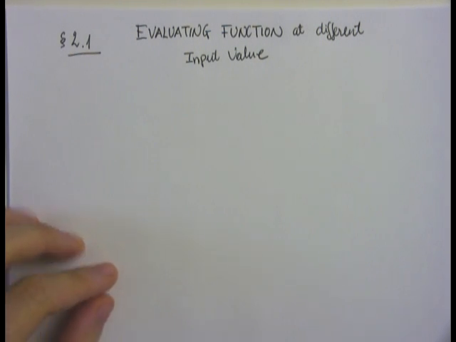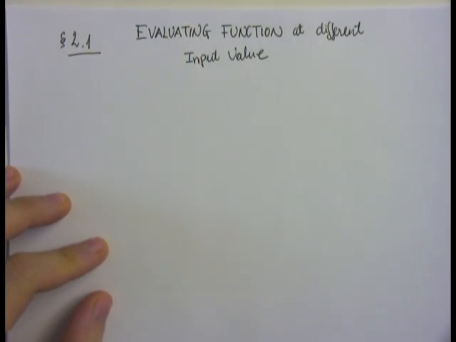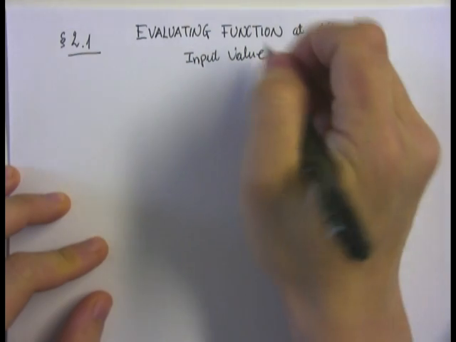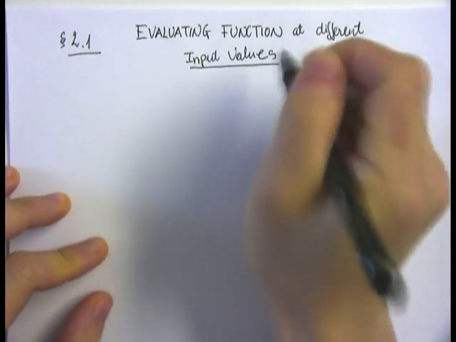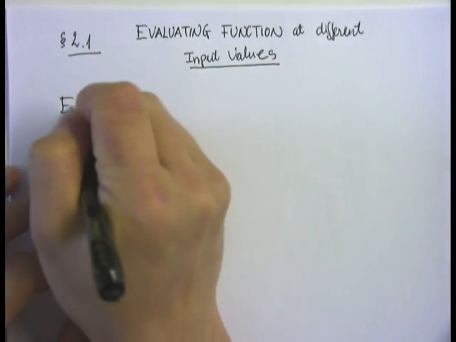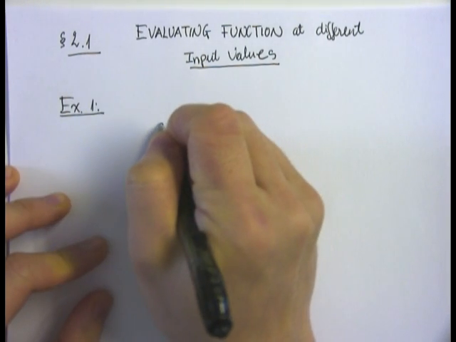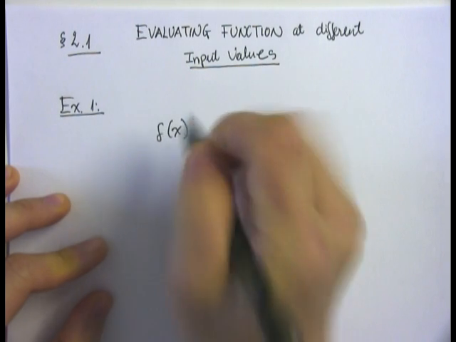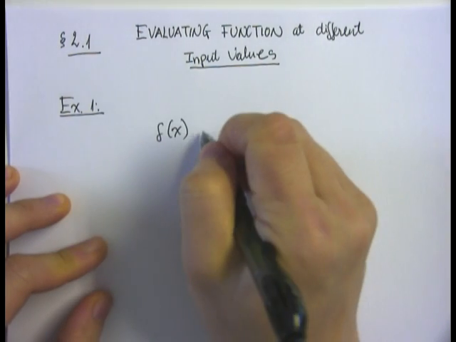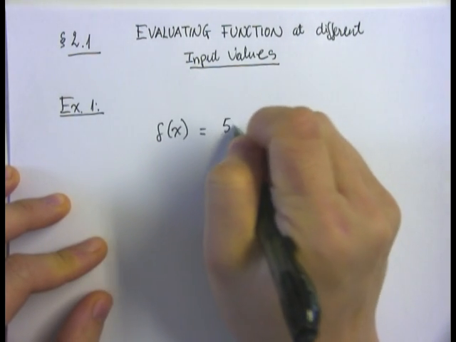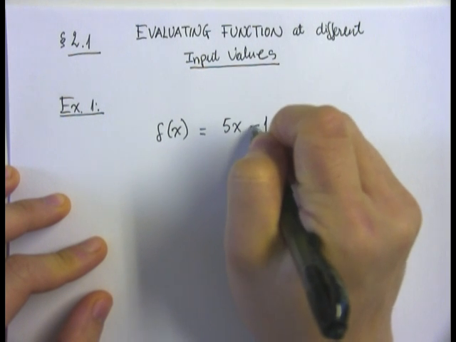Okay, so here we look at evaluating a function at different input values. And so the first example is the function f. The function's name is lowercase f of x equals 5x minus 1.